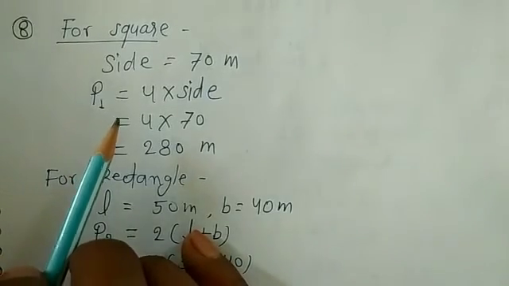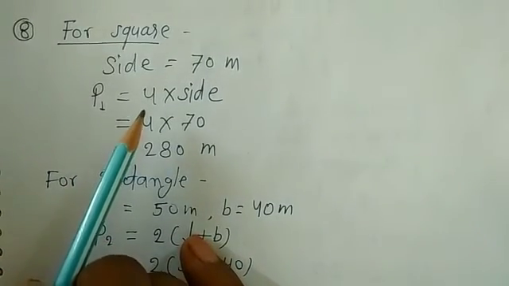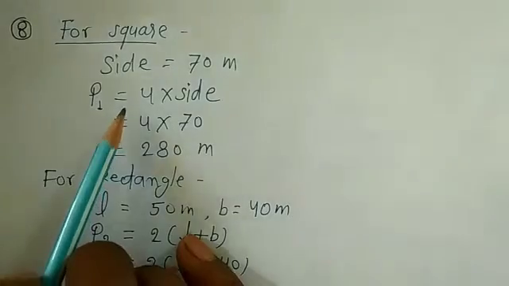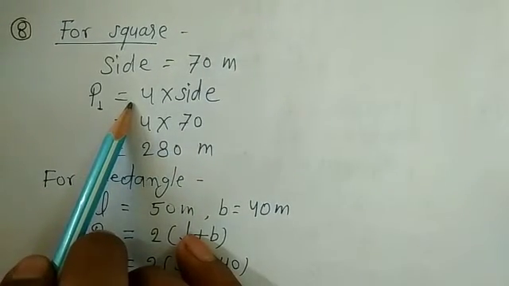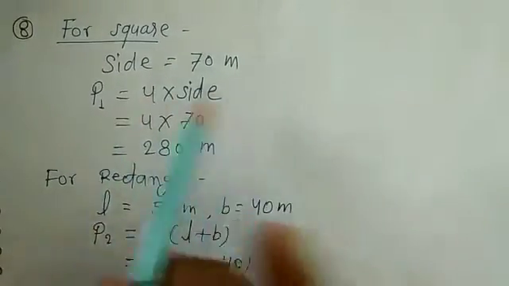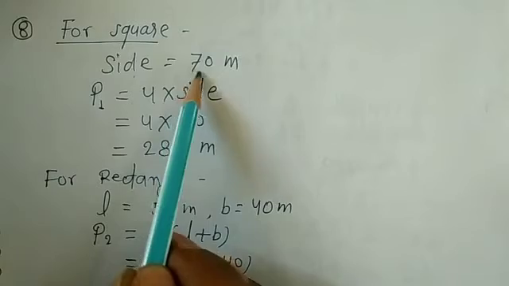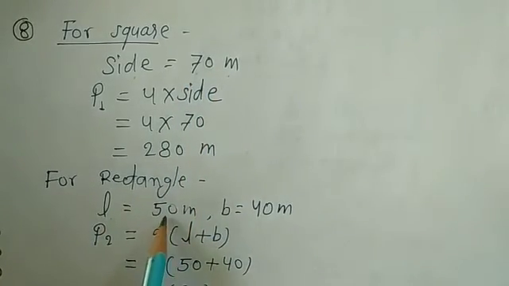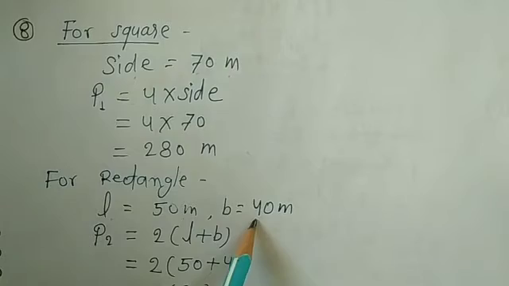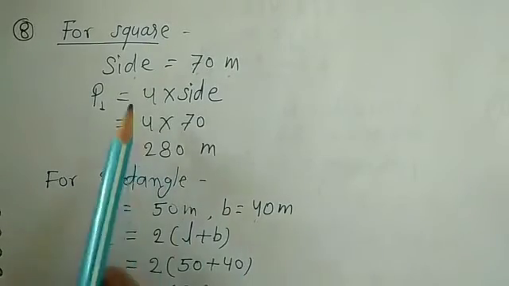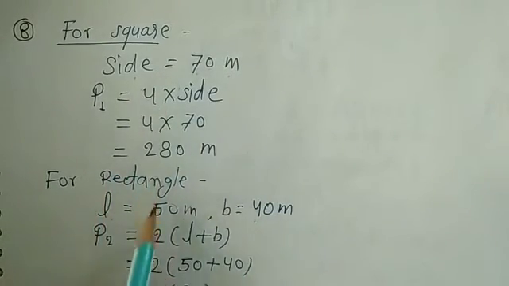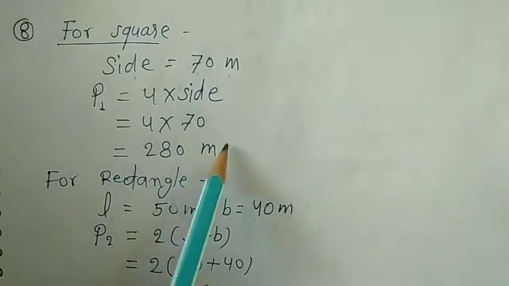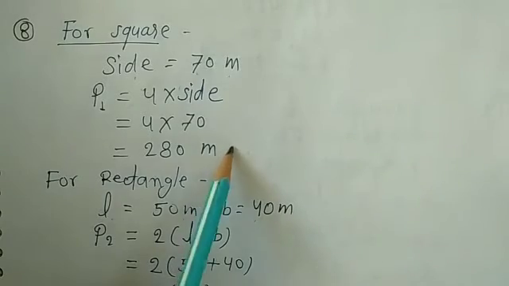Question number 8. Eighth question is, a square field has each side 70 meter, whereas a rectangle field has length 50 meter and breadth 40 meter. Side of the square is given 70 meter and the sides of the rectangle are given 50 meter and 40 meter. So our question is, find out the perimeter of both the figures, and which perimeter is greater. We have to find out, and by how much.